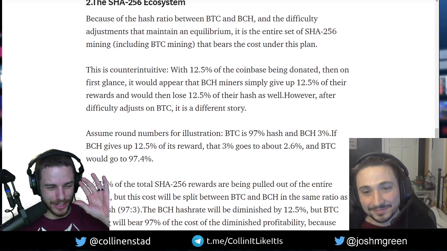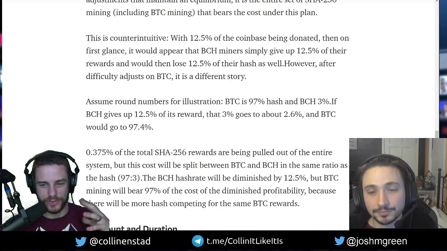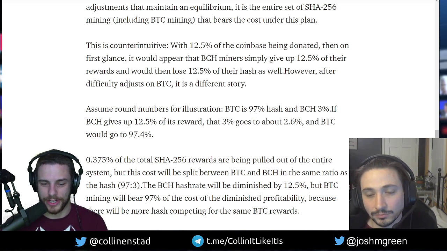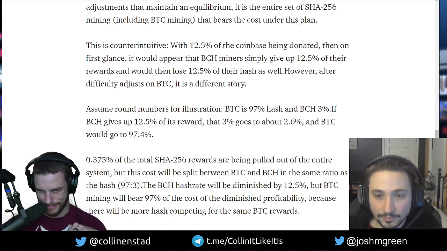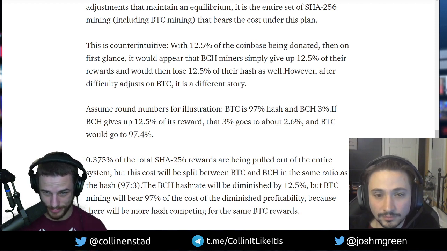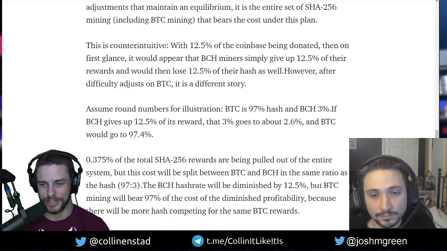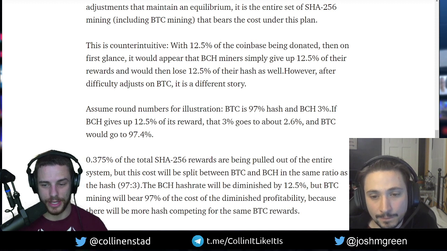This is a very hard thing to wrap my brain around. But they are claiming that since they are essentially pulling some of the SHA-256 rewards out of the ecosystem, it's going to be 0.375% of the rewards being pulled out. Essentially, all of the SHA-256 miners are going to pay for this, because once this goes into effect, the difficulty is going to drop down a little bit, and I think the security is only going to go down by like 12%, right? Yeah, 12%. And essentially, the conclusion is this cost will be split between BTC and BCH in the same ratio as the hash, 97-3. So mining will bear 97% of the cost of the diminished profitability, because there will be more hash competing for the same BTC rewards.